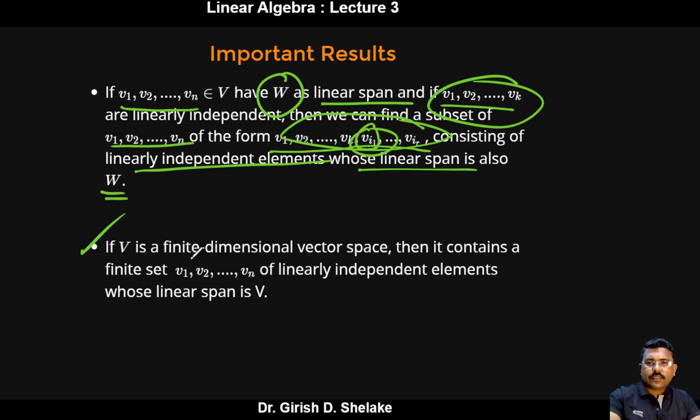Now we consider the second result. It says that if V is a finite dimensional vector space, then it contains a finite set of vectors v1, v2 and so on vn of linearly independent elements whose linear span is capital W.